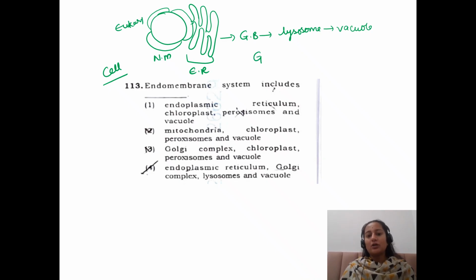So this is called the GERLV system. It's simply called a GERL system. I added V also here because that's for the vacuole. Endoplasmic reticulum, Golgi body, lysosomes, and the vacuole is the correct answer.